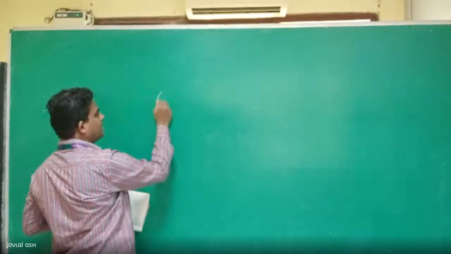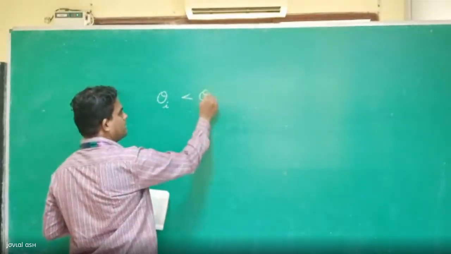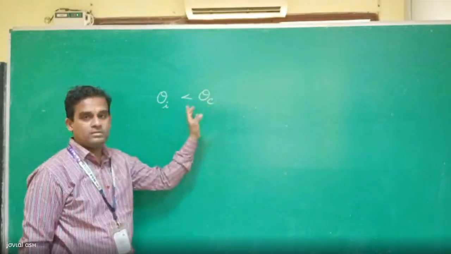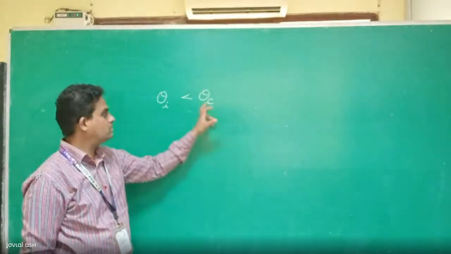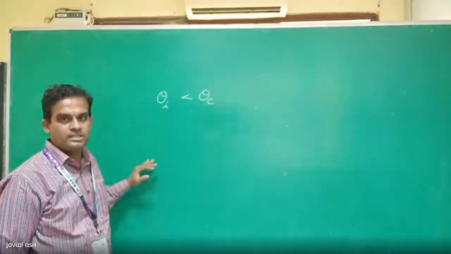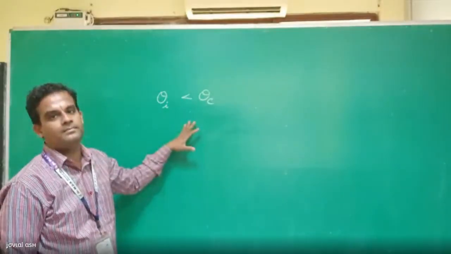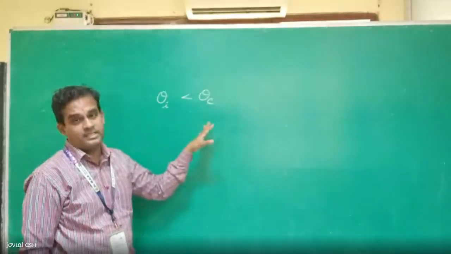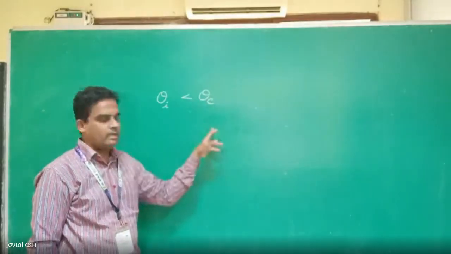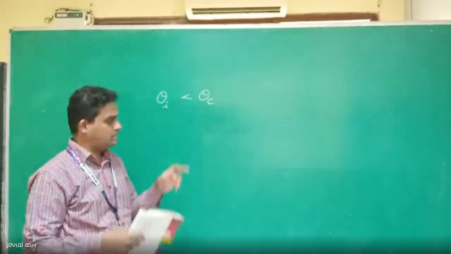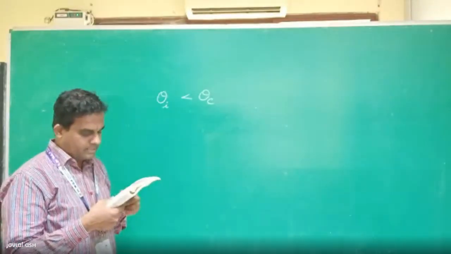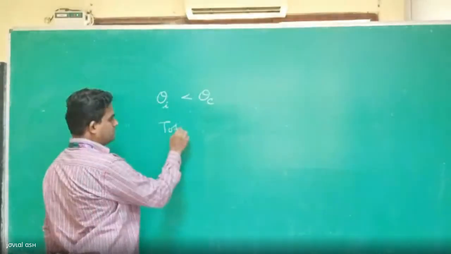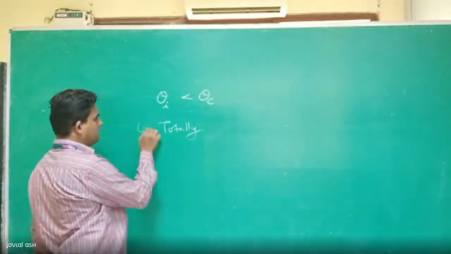So if your incidence angle is less than your critical angle. So what is critical angle? The angle which is needed for reflection to take place. That is your critical angle. Incident angle is the input angle, the angle at which light is incident on the fiber. If your incident angle is less than the critical angle, then what happens? Light will be totally reflected.